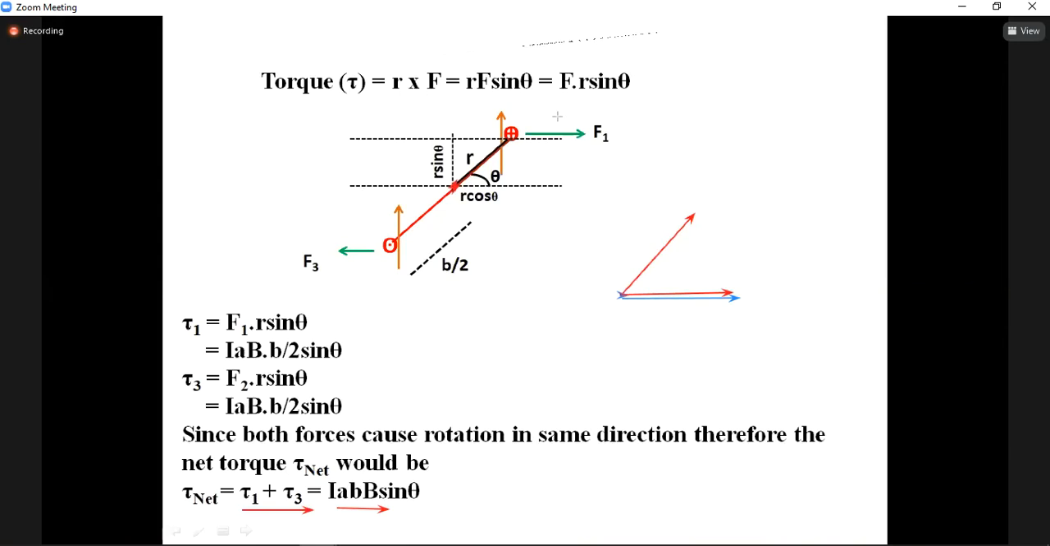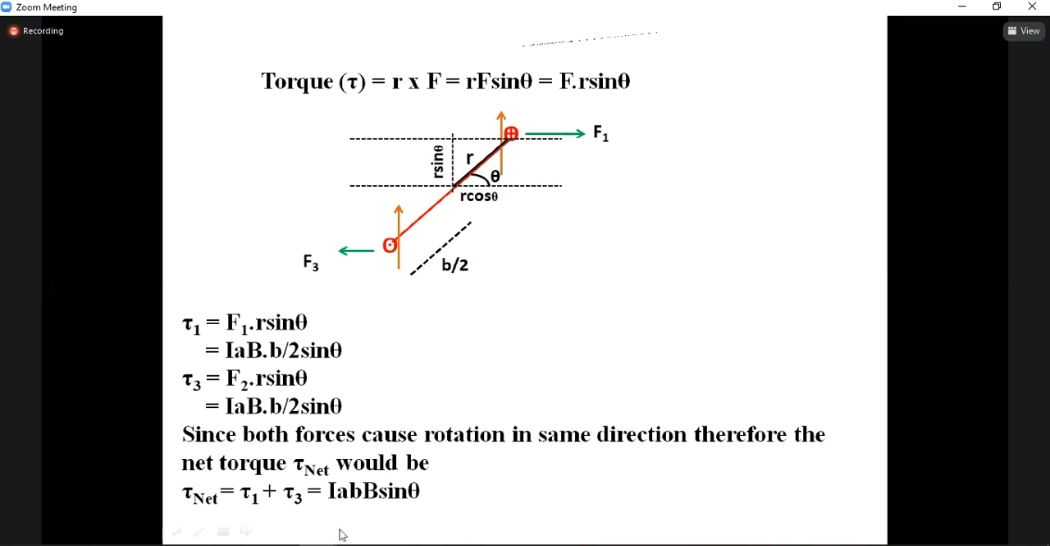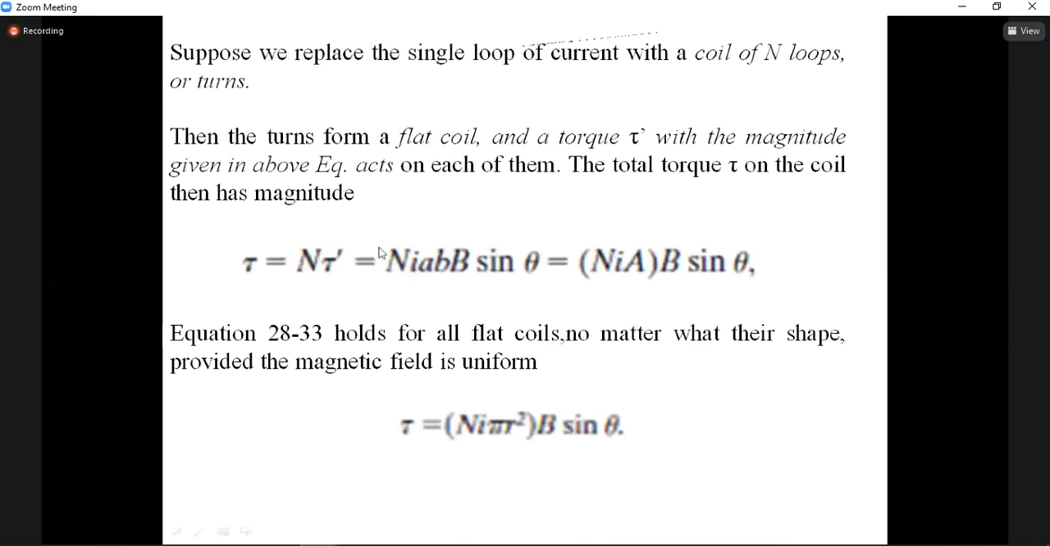So now let's come to the next part. If we have n number of turns, we will just multiply the relation which we derived earlier, this one, I A B sin theta, with the n. So this will be written like this: N I A into B sin theta. Now, why have I taken AB as a capital A? Area, obviously beta. Length into width of the rectangle basically gives me the area.